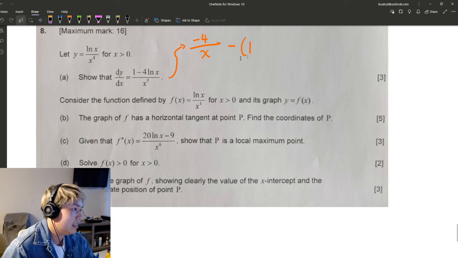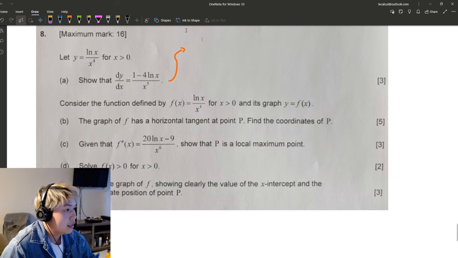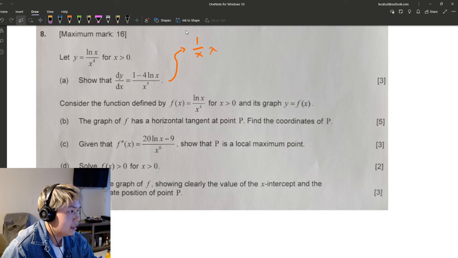Wait, hold on. I'm confusing things. Okay, it's 1 over x times x to the power of 4 minus 4x to the power of 3 times natural log of x, over x to the power of 4 squared, right?